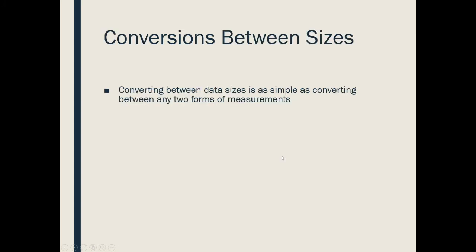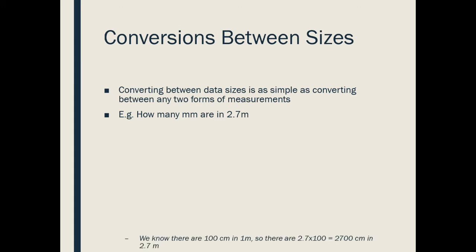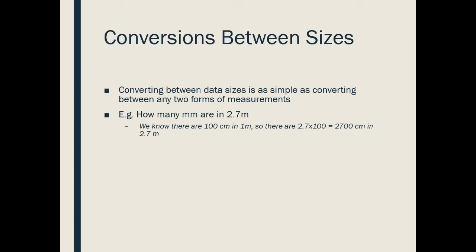So let's look at some examples. Converting between data sizes is as simple as converting between any two forms of measurement. So if I say how many millimeters are in 2.7 meters, we could just do some math. We have to go step by step. For example, we're going to go from meters to centimeters and then from centimeters to millimeters. It's not just a one-step process. We actually have to go through this. So we know that there's 100 centimeters in a single meter. That means 2.7 times 100 is going to give us 270 centimeters.